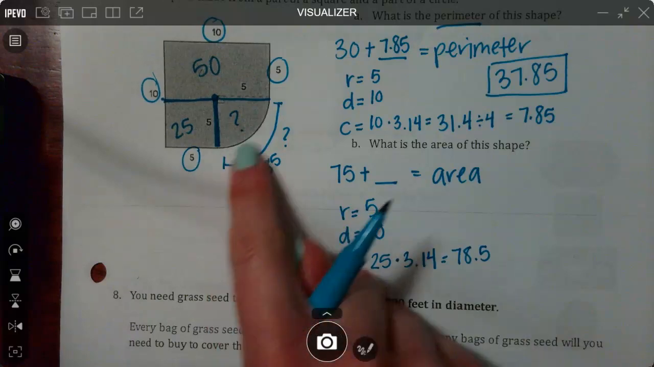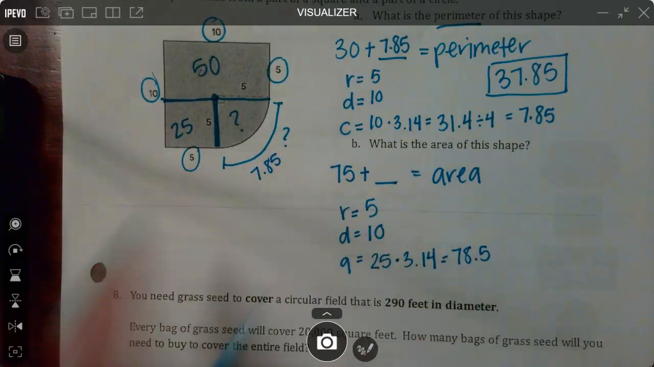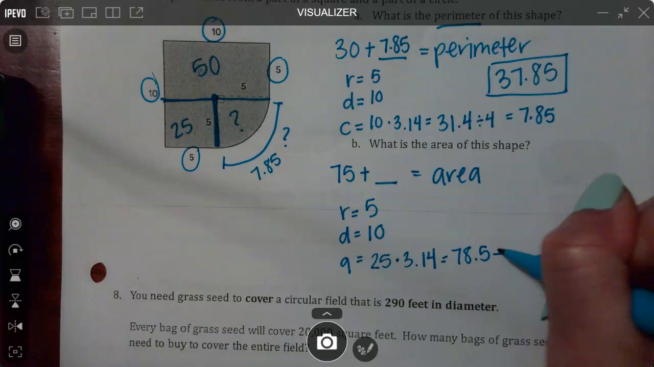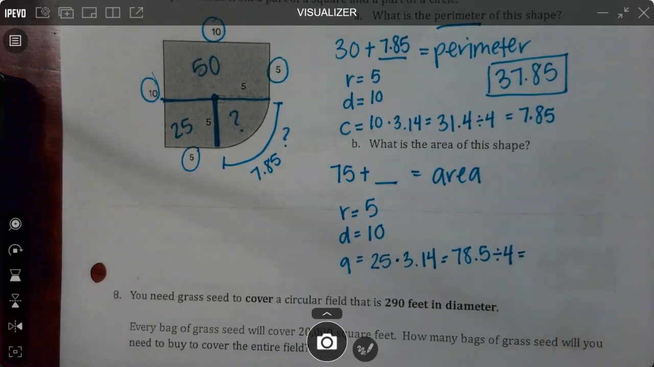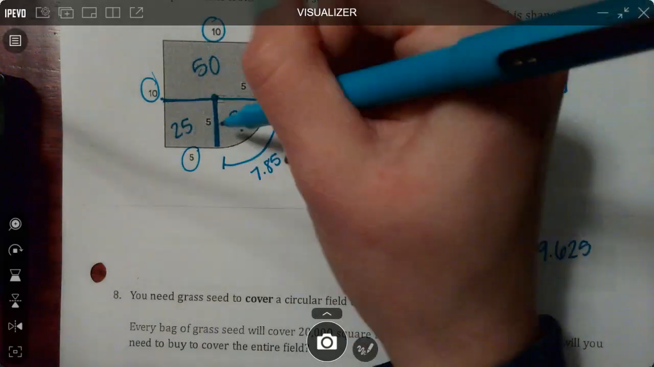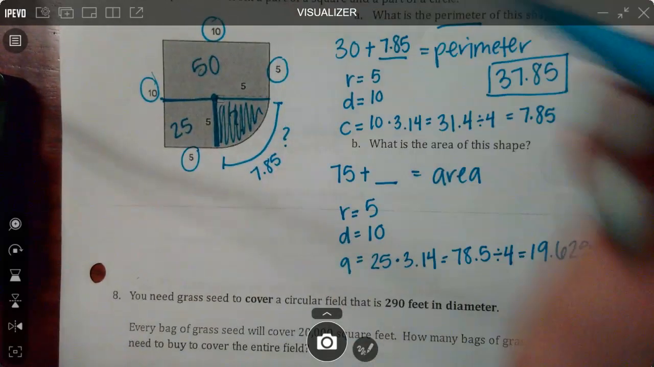Now again, that is if I had a whole circle. If this was fully around, but it's not. I only have a quarter. So I need 4 of these to make a full circle. So that means I need to divide this number by 4. When I do that, I get 19.625. So that is what this piece is worth.